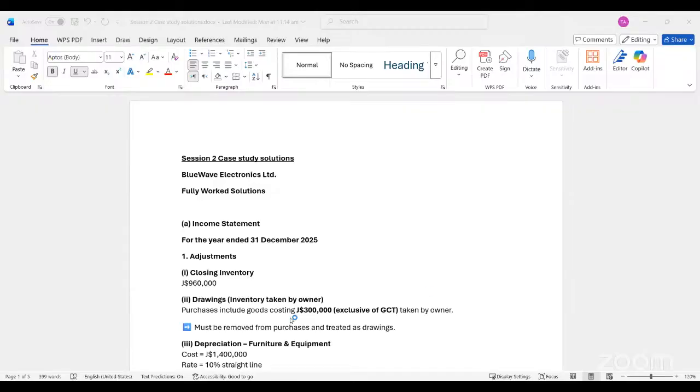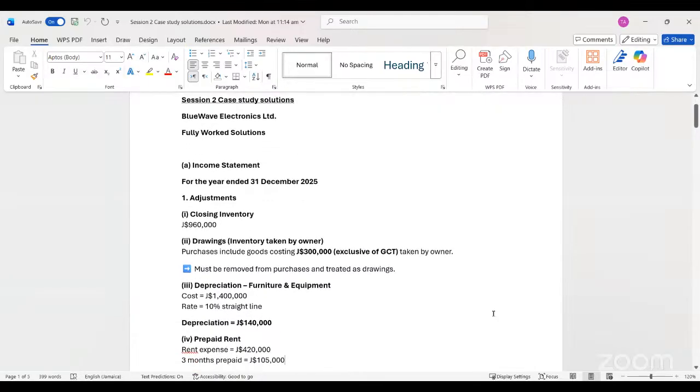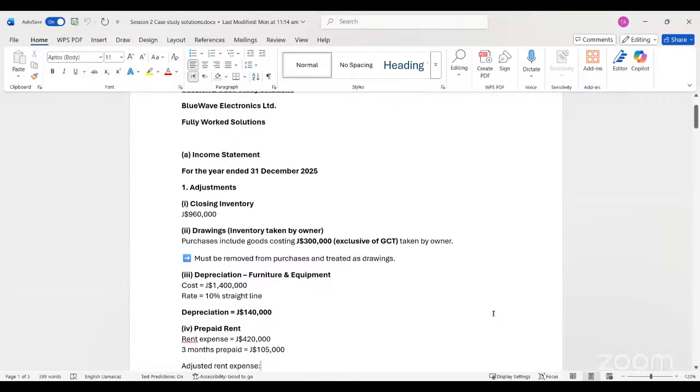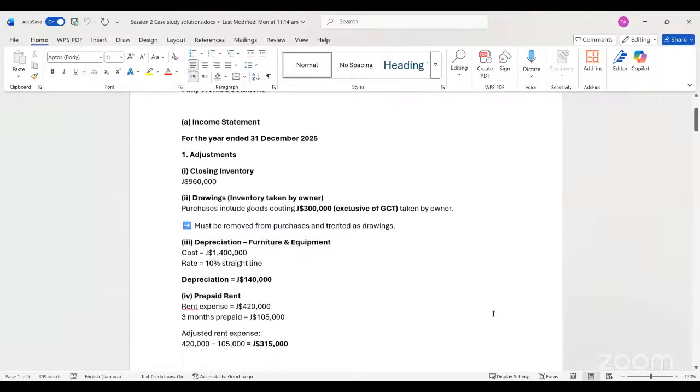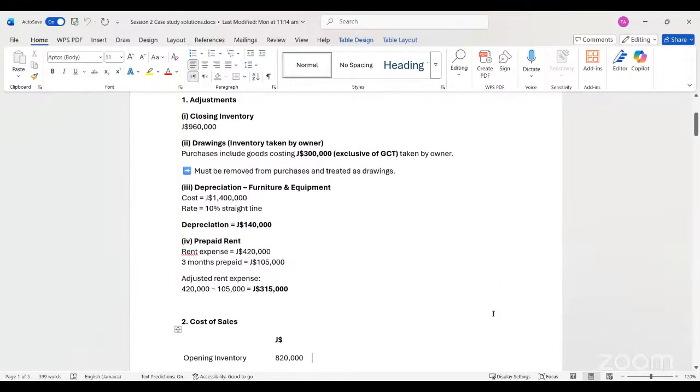All right, so for the income statement, as I said, you had some adjustments. Seems as though y'all did the adjustments well. Y'all picked up the closing stock and the drawings; you took out of the purchases the 300,000 taken out by the owner. You have to remove that from the purchases and treat it as drawings. Your depreciation was 10% on 1.4 million. You had prepaid rent that you had to back out. Those were the key things.